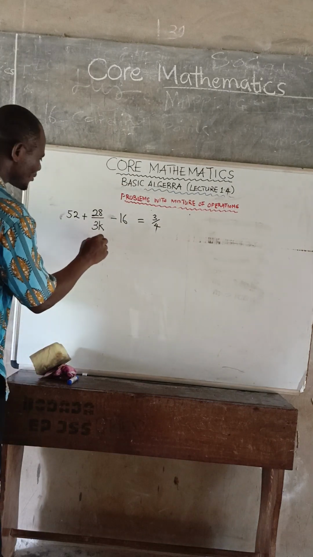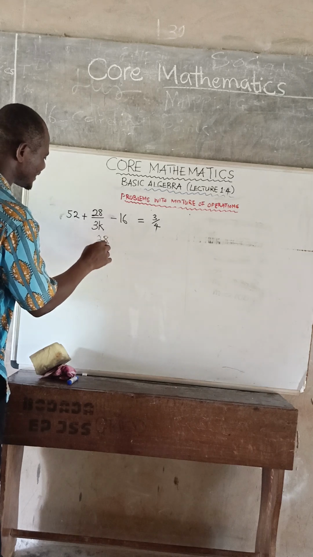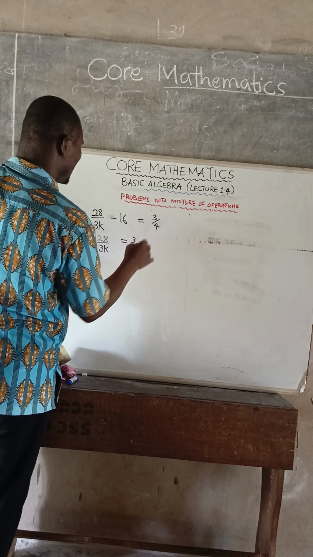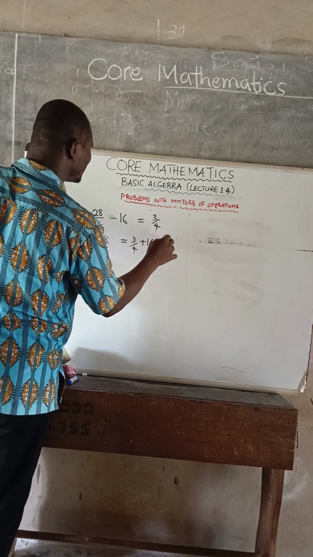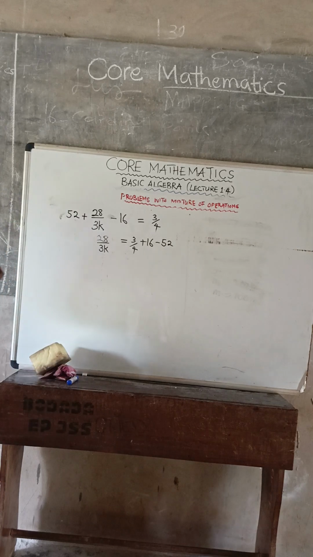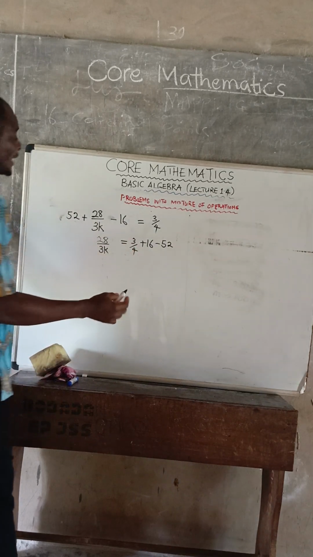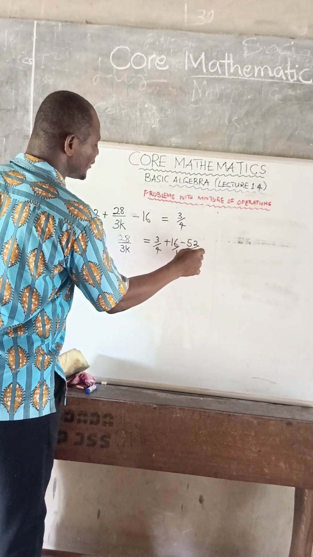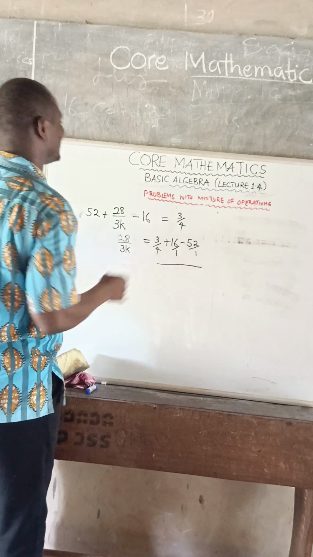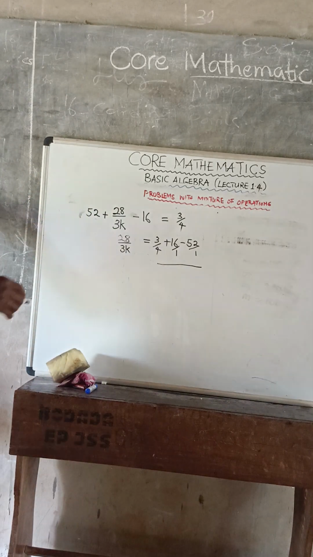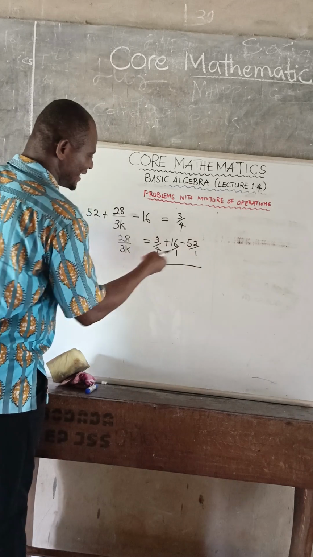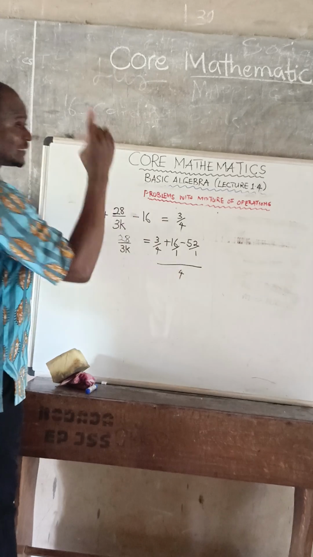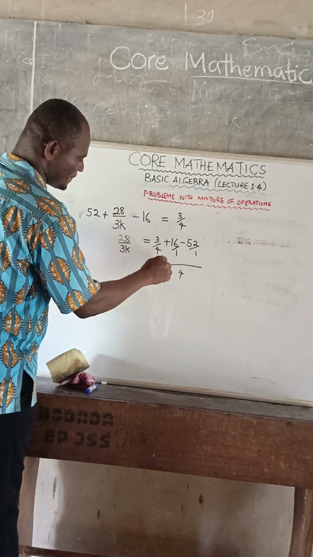So in the first stage, I make 28 over 3k equals 3 over 4 plus 16 minus 52. At this level, because there are fractions in the work, you must use the fraction operator to deal with the work here. Treat this as over 1 and find the LCM of them. The least common multiple of these fractions is actually 4. And 4 divided by 4 is 1. 1 times 3 is 3.